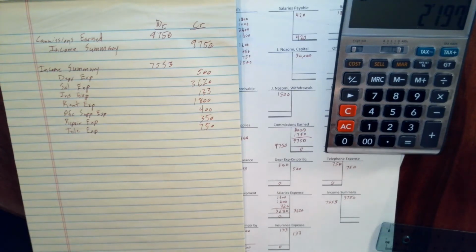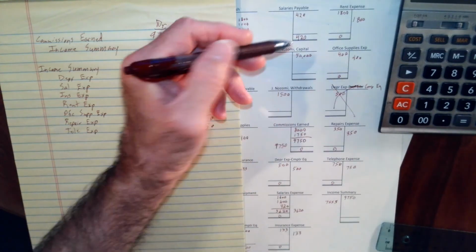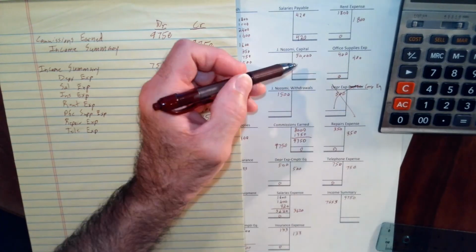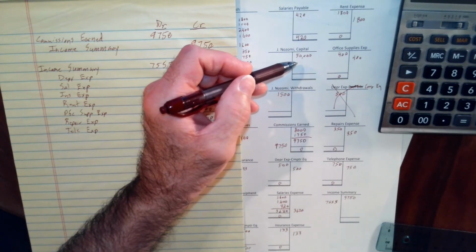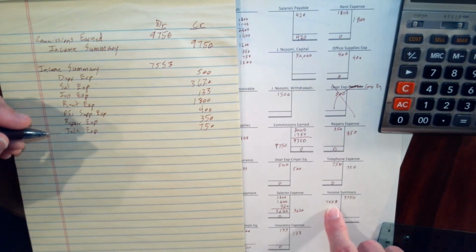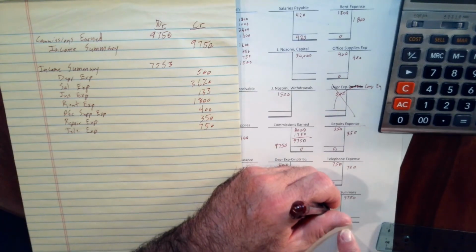Good. I am set. So next, I have to close out my income summary and zero that out into my capital account. That's the next step. I've got to zero this out and put that into my capital account. This would be a credit balance because the credit is higher than the debit. So I'm going to do a debit entry for 2197.